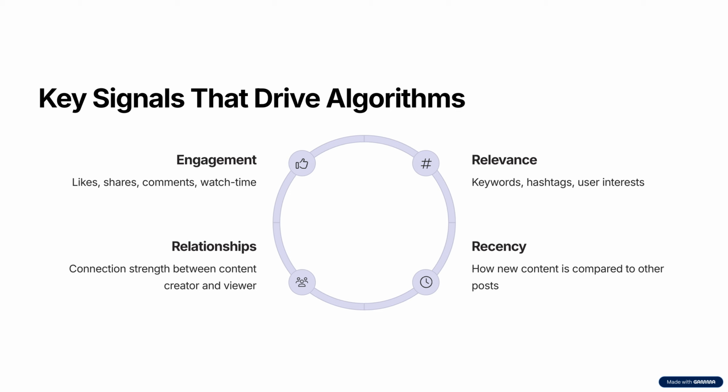Recency. How new the content is. Generally, newer stuff gets a bit of a boost. Yeah, its importance can vary a bit by platform, maybe by content type too, but freshness usually helps, at least initially. Okay, engagement, relationships, relevance, recency. That gives us a much better framework.